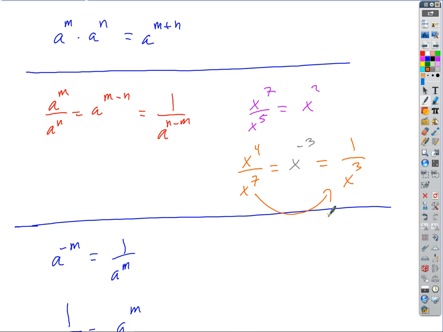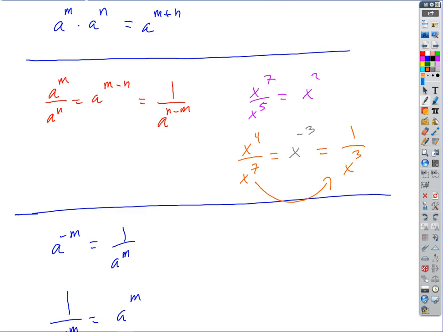You mean subtract the smallest from the largest? Subtract the smallest from the largest and just put the base wherever it had the most power initially. So here, 7 is bigger than 5, so we keep the base on top and subtract 7 minus 5. Here, 7 is bigger than 4, so we keep the base on the bottom and subtract 4 from 7. You see how that's really a better way to think about it? Much easier.